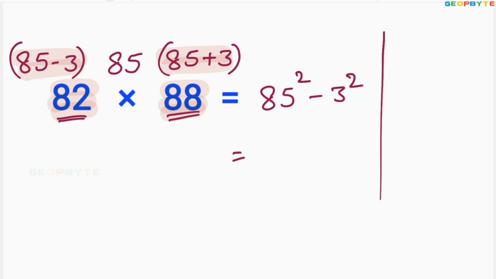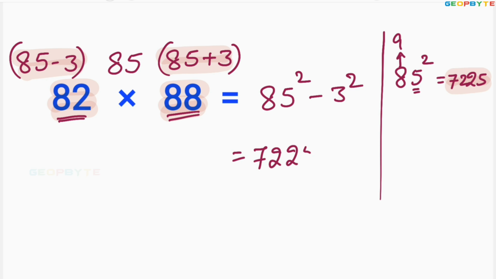85 square. First you write square of this one, 25. Then multiply 8 with 9. 8 into 9, 72. 7225 is the value of 85 square. So 7225 minus 9. Simplify this one for getting 7216. I hope all of you clearly understood.